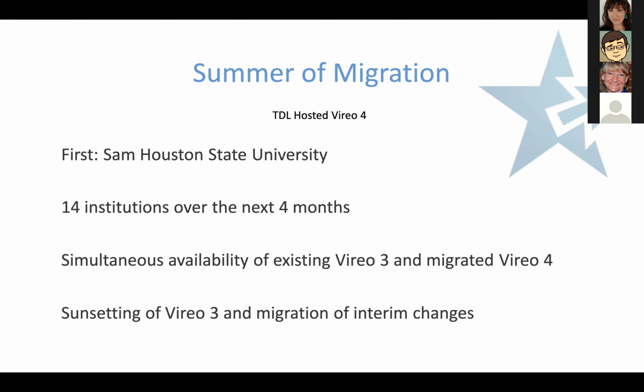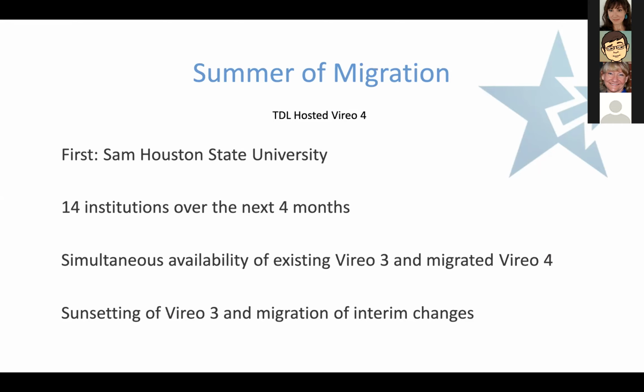And there are some rules to make migration possible. There will be some rules set up about what you can change. You should be able to change anything in Vireo 3. Changes in Vireo 4, we'll have to set some guidelines so that data transfer happens cleanly. But anyway, over the next 4 months, we will be migrating 14 different institutions with lessons learned along the way.